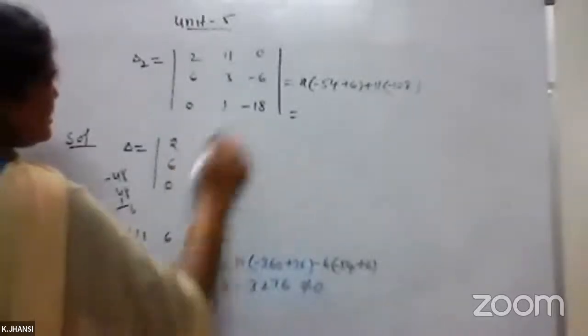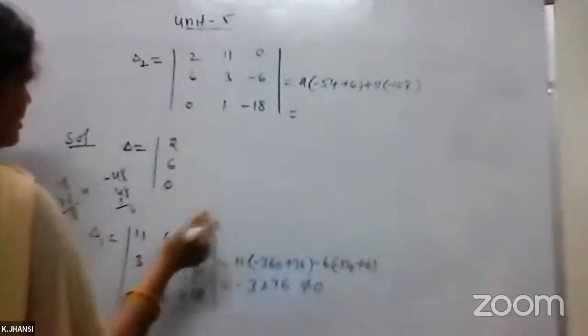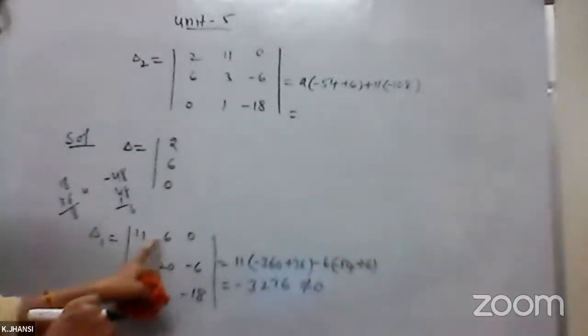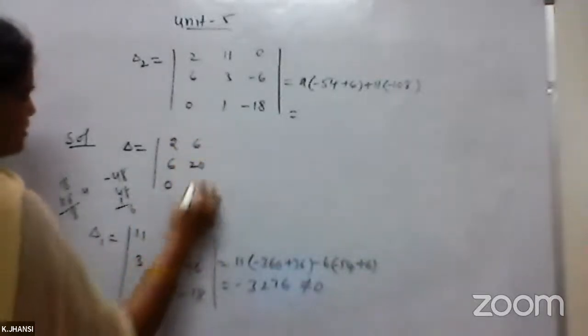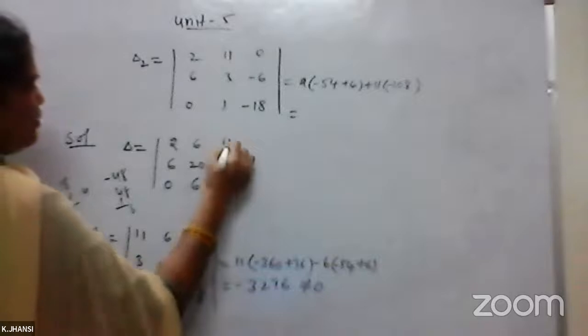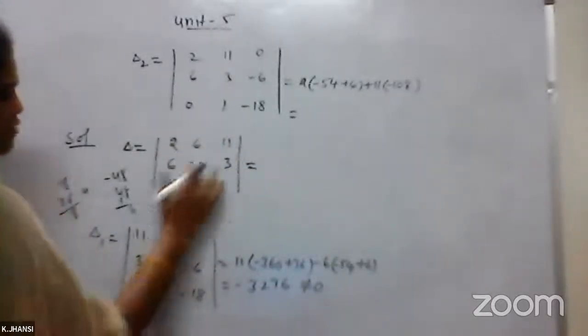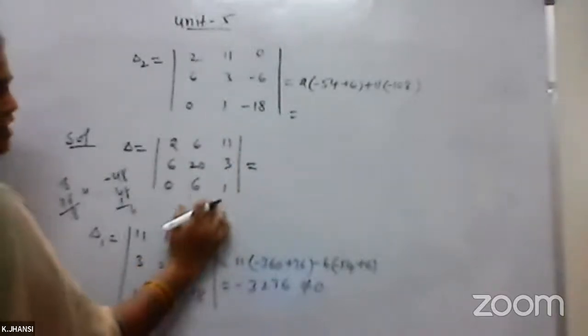Next, delta 3, here it is. So x. Next, what is the y value? 620. Here you write 1131. Okay. So these are the x quotients and these are the y quotients. In place of z, you write the constant values.